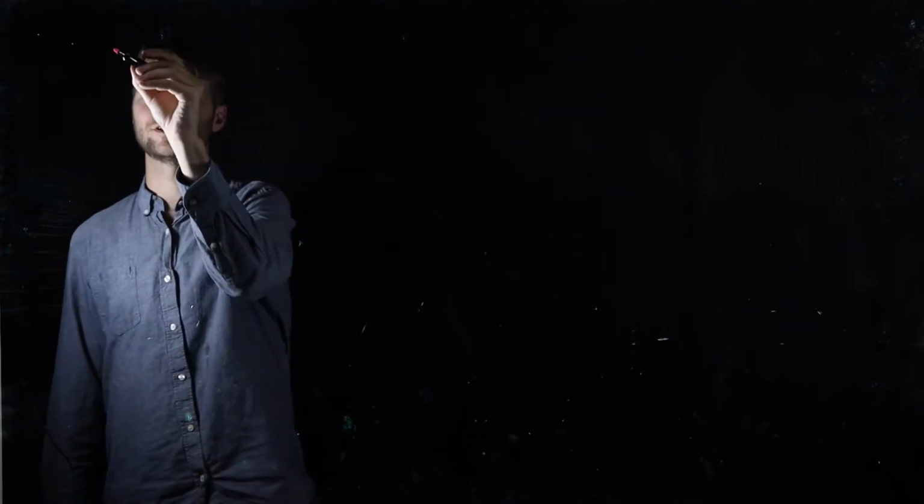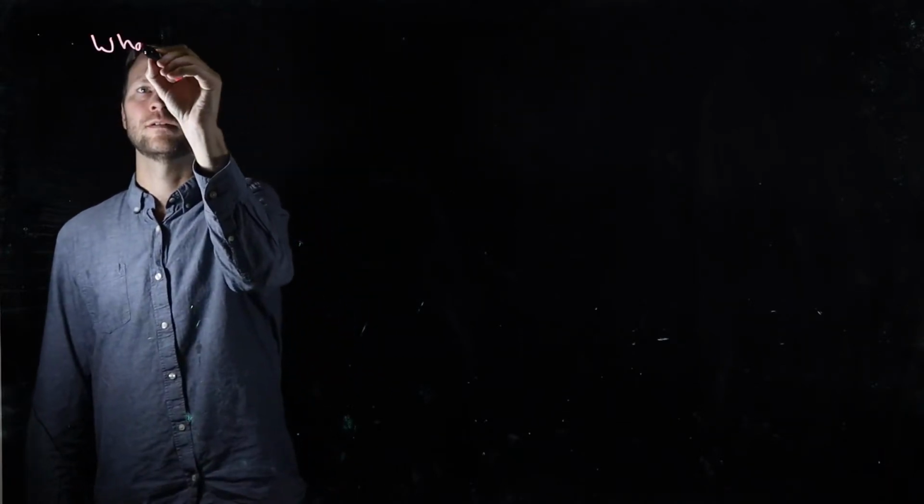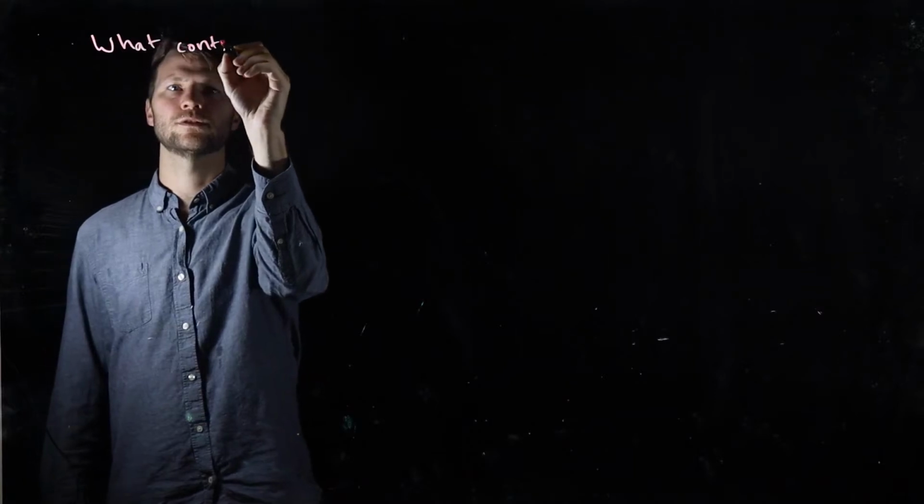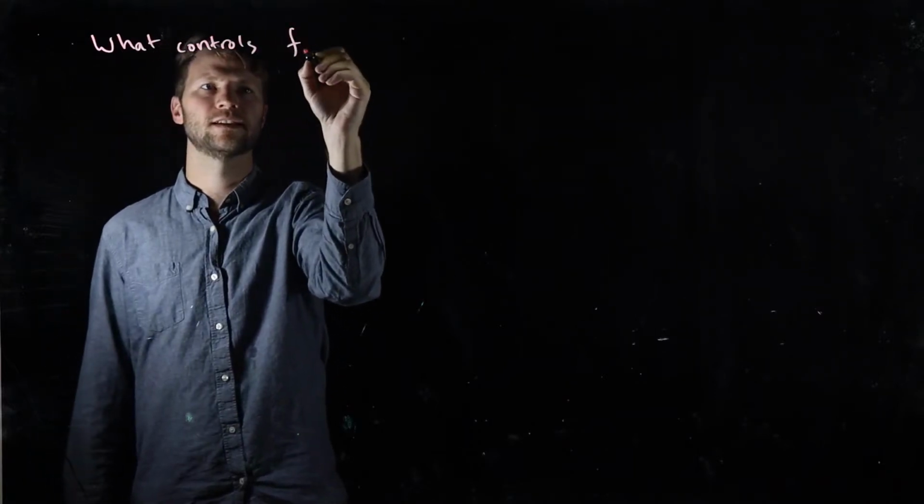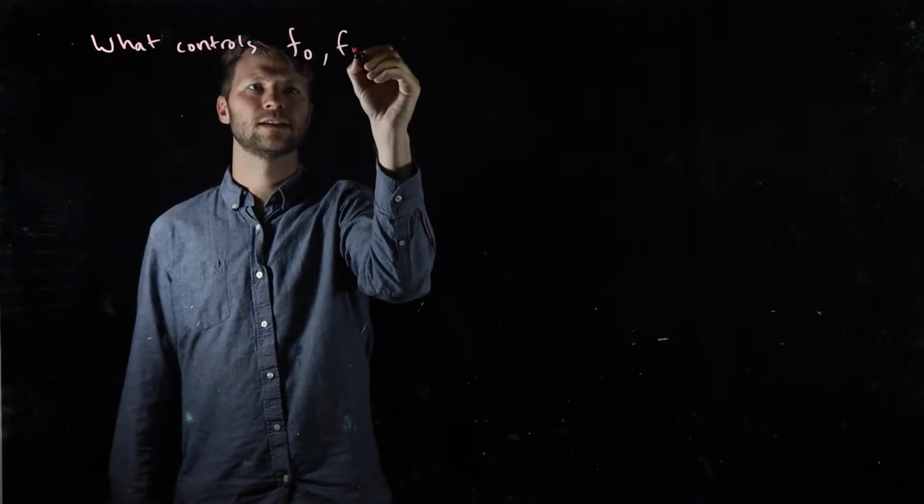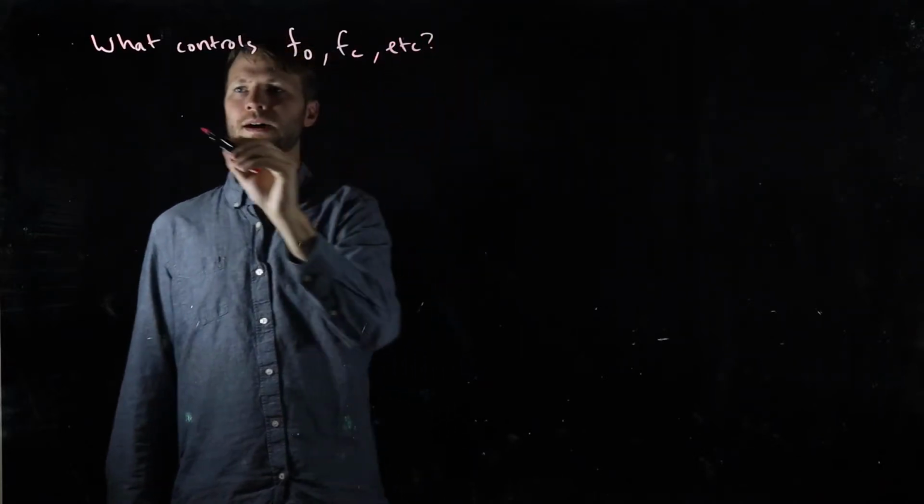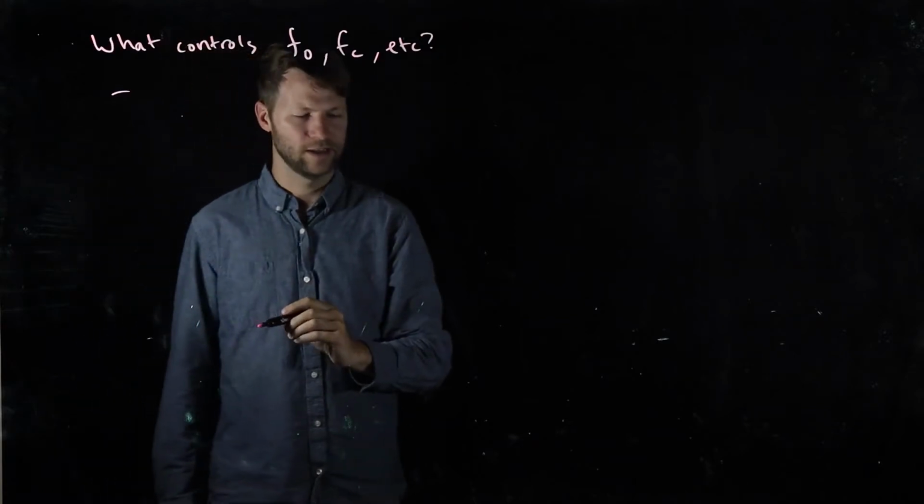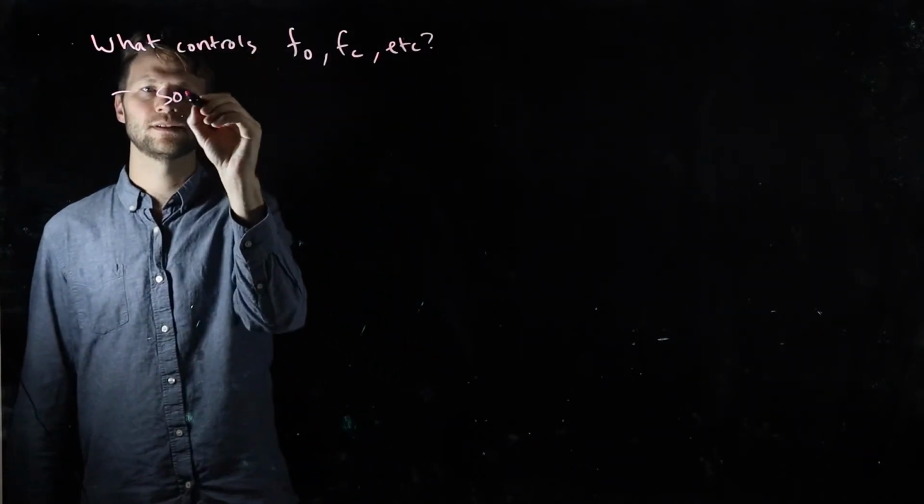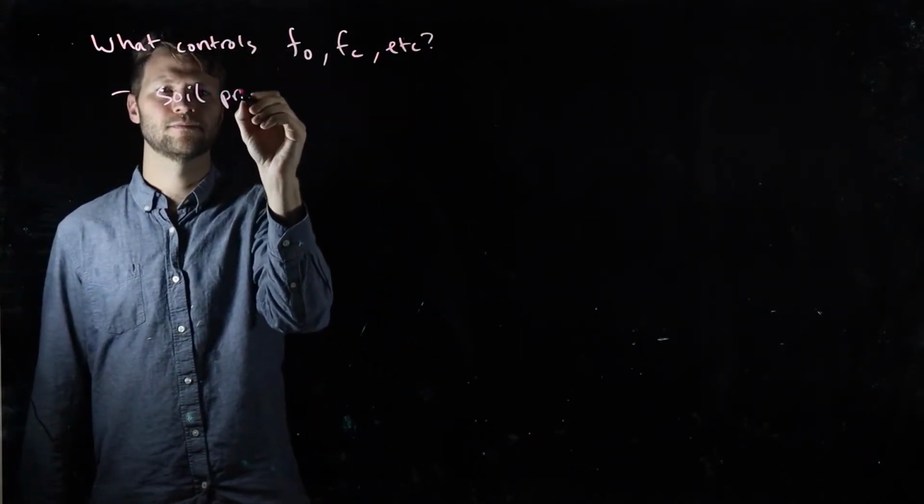Let's talk about what actually controls the things that regulate infiltration capacity. So what controls these things, like the initial rate and the equilibrium rate? Well, the first major thing is the properties of the soil itself.